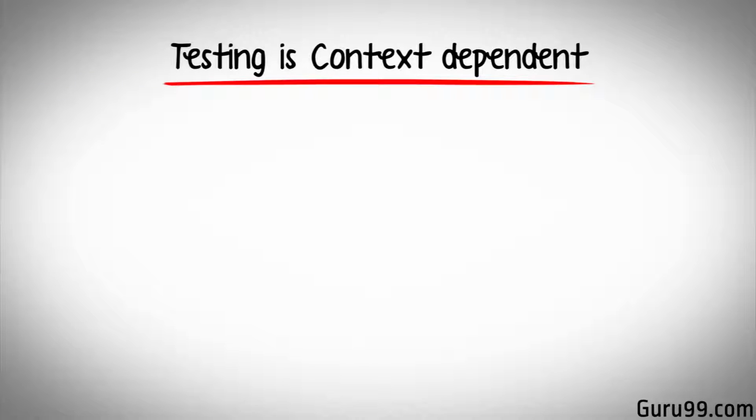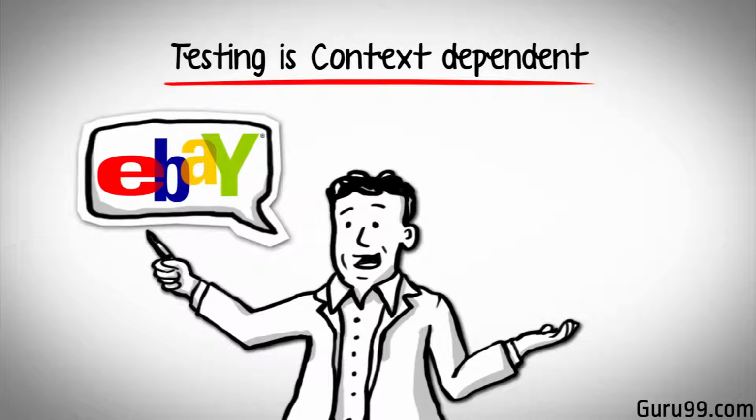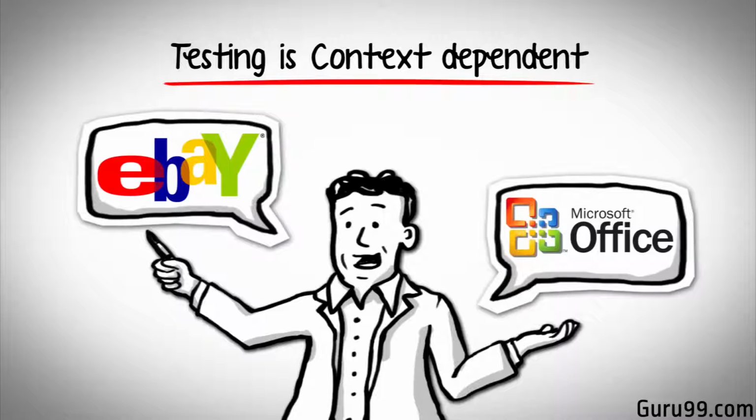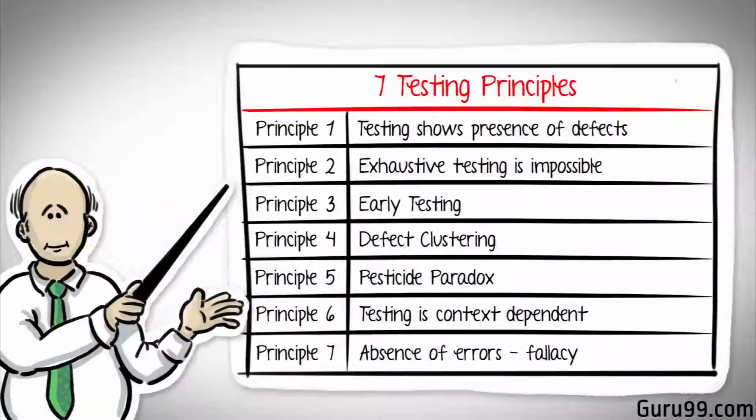And the last principle of testing states that testing is context dependent, which basically means that the way you test an e-commerce site will be different from the way you test a commercial off-the-shelf application. Before we close this tutorial, here's a quick recap of the 7 testing principles.